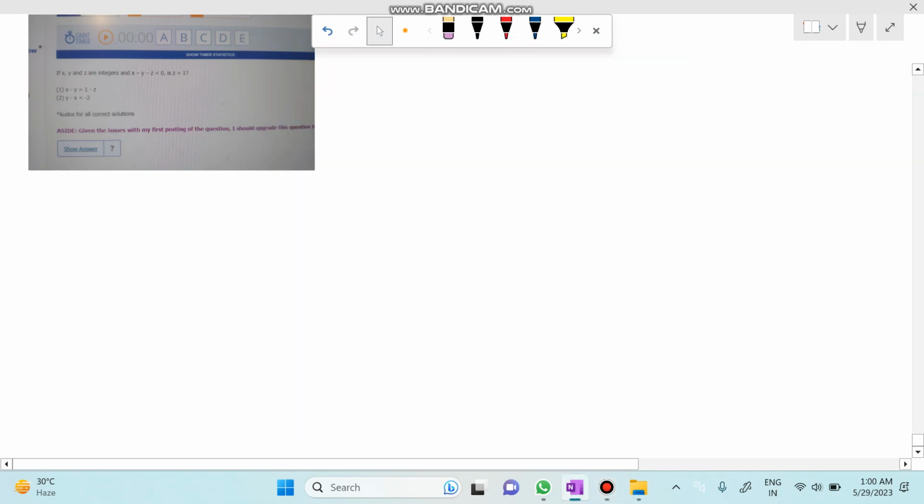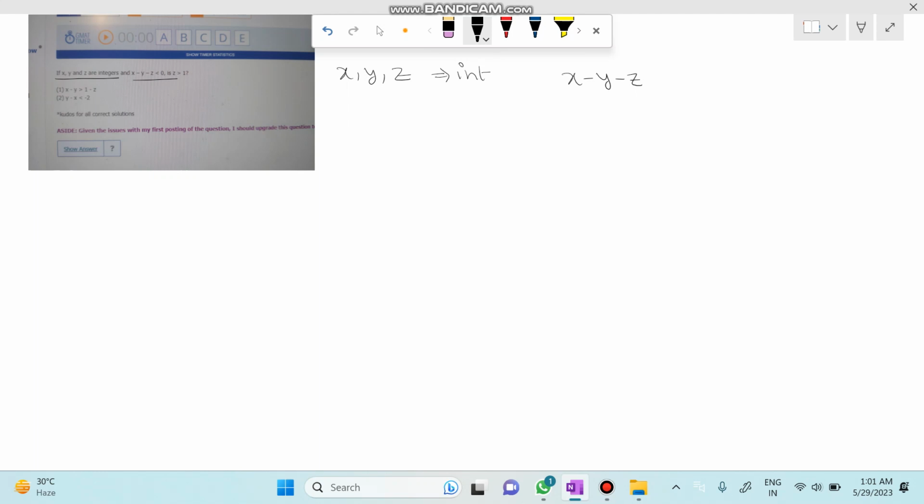All right, to solve such questions, the first thing that we need to notice is the constraints. We know that for all three, x, y, and z are integers, right? So that's the first thing that I will take a note of. The second thing is this particular inequality, which is x minus y minus z is less than 0, right? So I'll do a little bit of transformation. So I'll say x minus y is less than z.